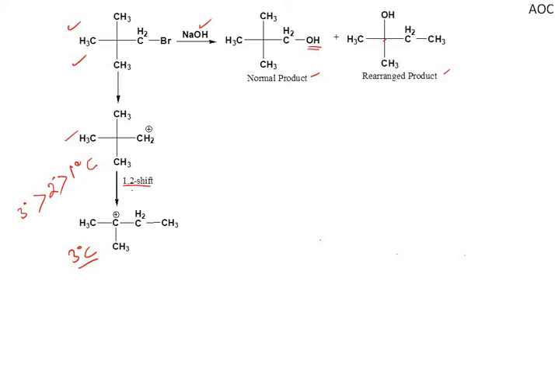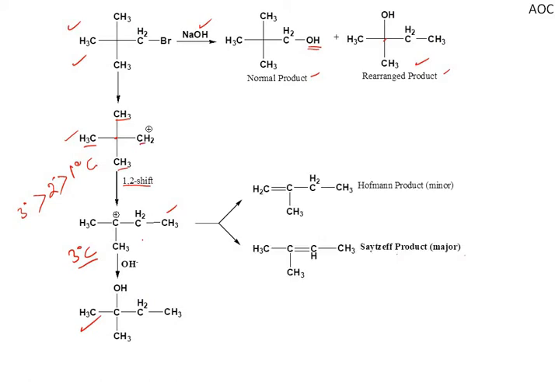So here what is happening? The 1-2 shift is occurring. One of the alkyl groups from this particular carbon migrates to this carbon, giving you a tertiary carbocation. And when this tertiary carbocation gets treated with OH negative, it will give you the rearranged or the unexpected product in a good yield, right? But this tertiary carbocation also undergoes elimination, both by the Hofmann and Saytzeff rule, and gives you the Hofmann product as well as the Saytzeff product.